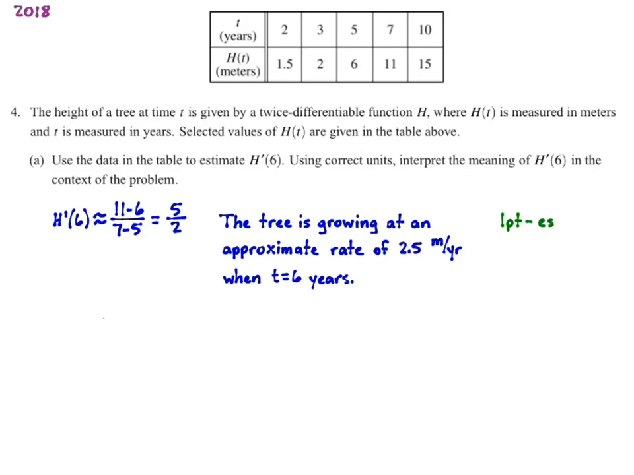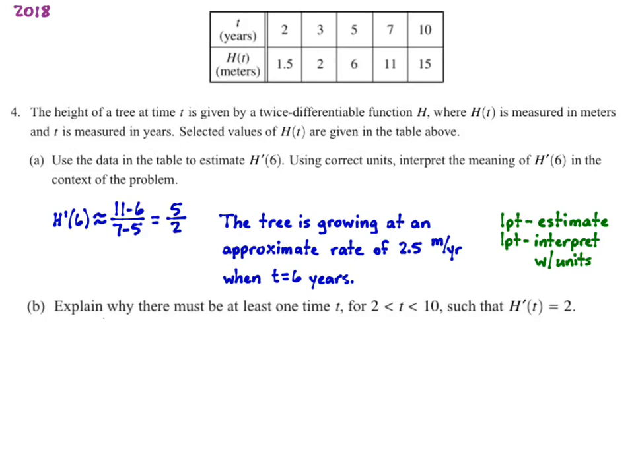Points for this, you're going to get 1 point for the correct estimate, and then 1 point for the correct interpretation with the correct units. Again, all 4 of those things should be indicated in your interpretation in order to get the interpretation point.